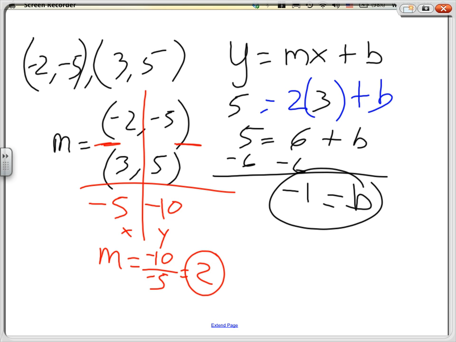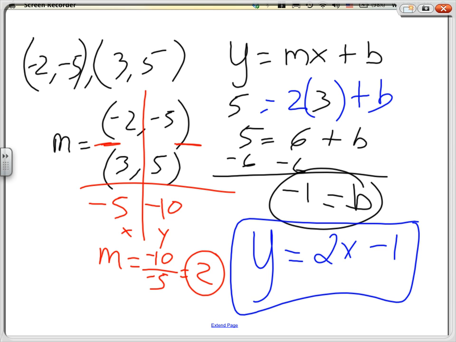How do I put the whole thing back together? Y. Okay, so you start with y equals 2x minus 1. And that now here, guys, is your equation of the line that's going to be crossing over the 2 points in slope intercept format. Okay. Any question on this particular lesson?